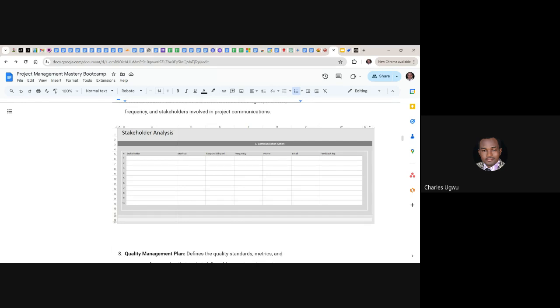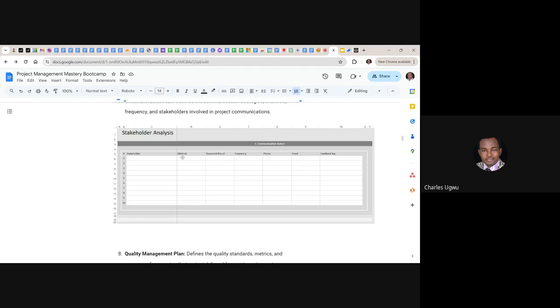Whose responsibility is it? Is it your responsibility as a project manager? Is it the project coordinator? Is it the business analyst? You need to capture who owns the responsibility of communicating with this stakeholder. Let's say you put the project manager. Frequency: how often do you communicate with the stakeholder? The project status report should be once every week, so you put weekly here.